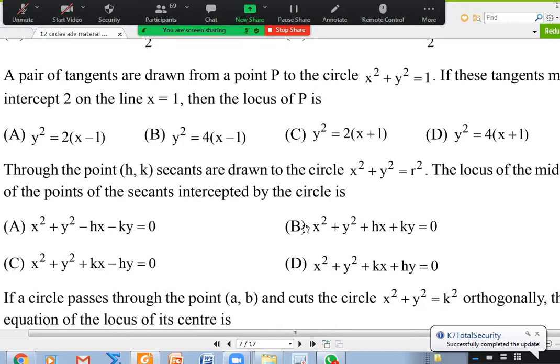Okay, question 47. A pair of tangents are drawn from a point P to the circle. If these tangents make an intercept 2 on the line x equal to 1, what is the locus of P? So let us understand the question physically. So tomorrow onwards we'll be getting more homework even from the other maths track. So please try to finish circles at the earliest.